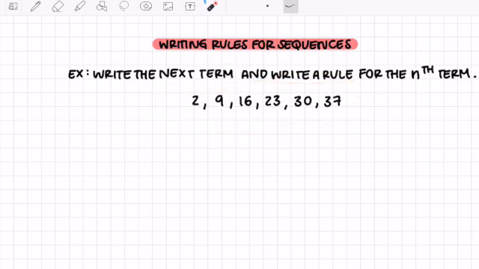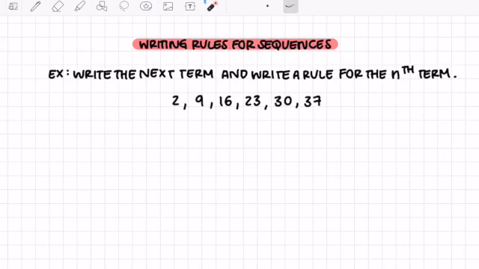The best way to do this, and it doesn't work all the time, but most of the time you can go by this rule. You want to figure out first if you can find the difference between all these numbers. So I'll start off and see if I can add or subtract anything. If adding and subtracting doesn't work, then I'll try multiplying or dividing.